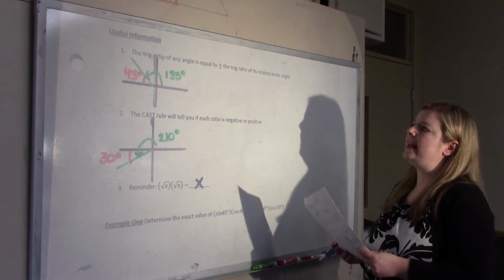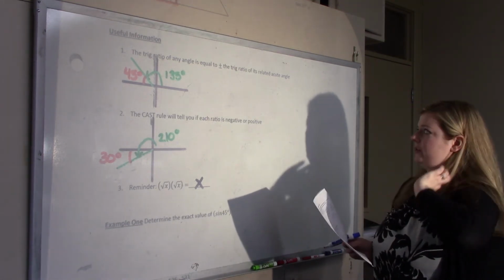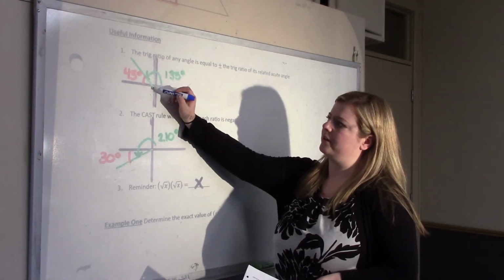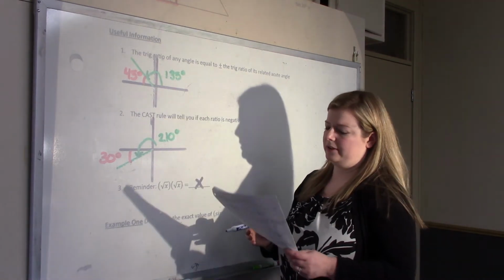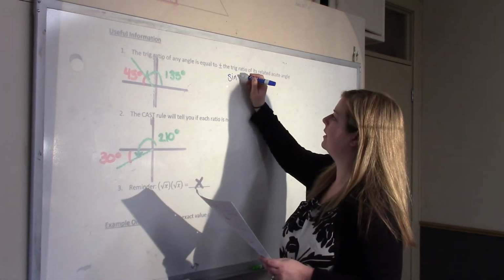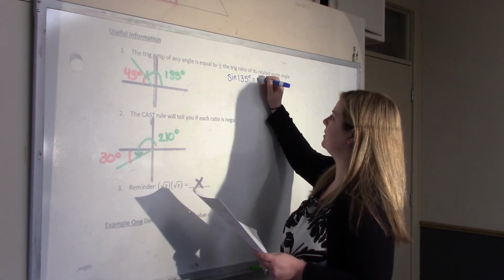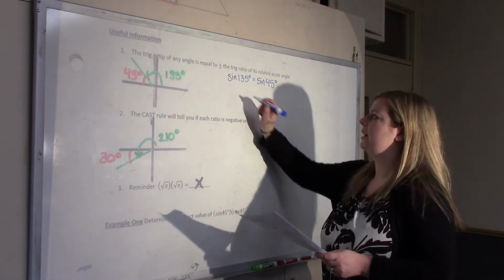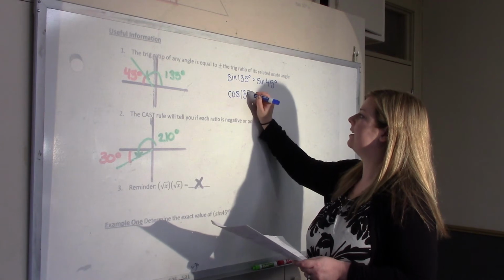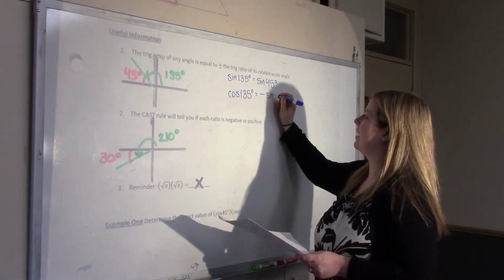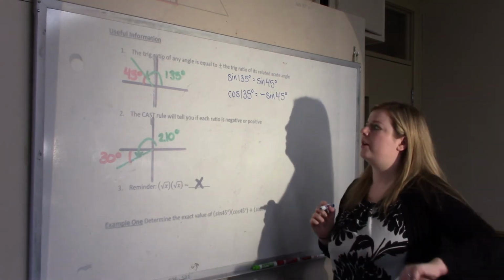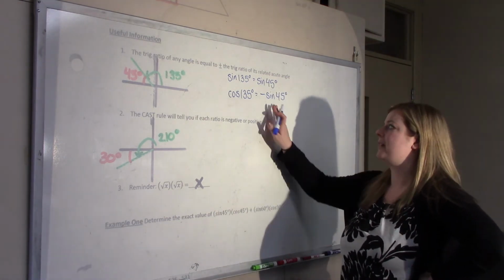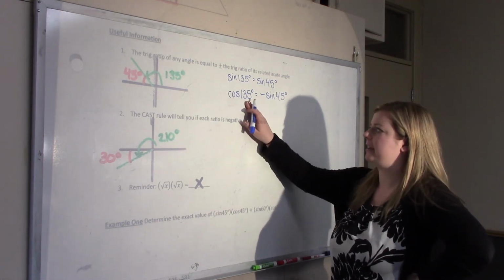The trig ratio of any angle is equal to the plus or minus of the trig ratio of its related acute angle. So here I labeled, you can draw this too, 135 degrees, and its related acute angle is 45 degrees. So that means that the sine of 135 degrees is equal to the sine of its related acute angle, 45 degrees. Okay? The cos of 135 degrees is equal to the negative cos of 45 degrees. Okay, that's because cos of 135 degrees, because it's in quadrant 2, will be negative, so we have to take negative cos 45 degrees to make that negative.